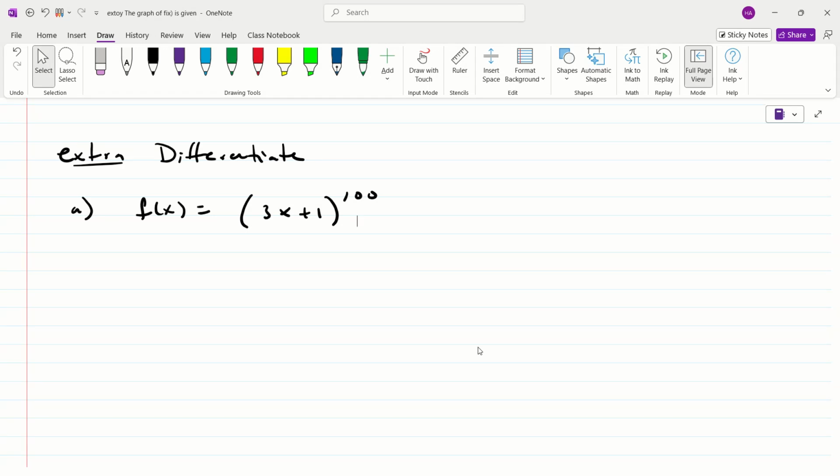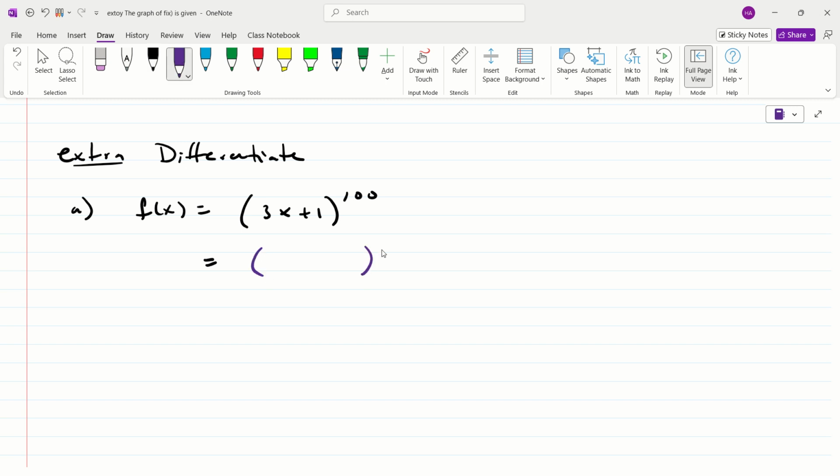When working with the composition of functions, when you're trying to take the derivative of them, we have to use a chain rule. So for this function in part A, (3x + 1) raised to the 100th power, this is a composition of two functions. Before I start doing the calculus, I like to do a little bit of color coding to get a good idea of what the outer function is and what the inner function is.